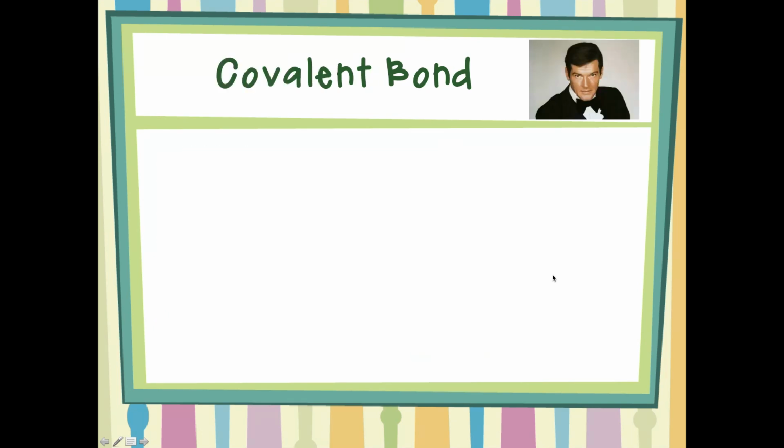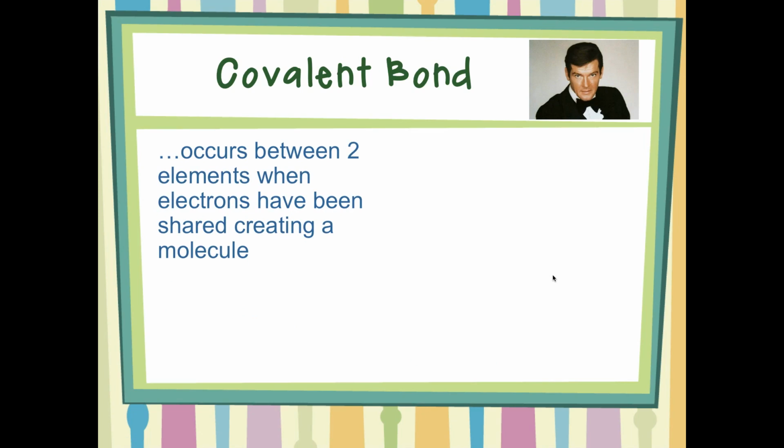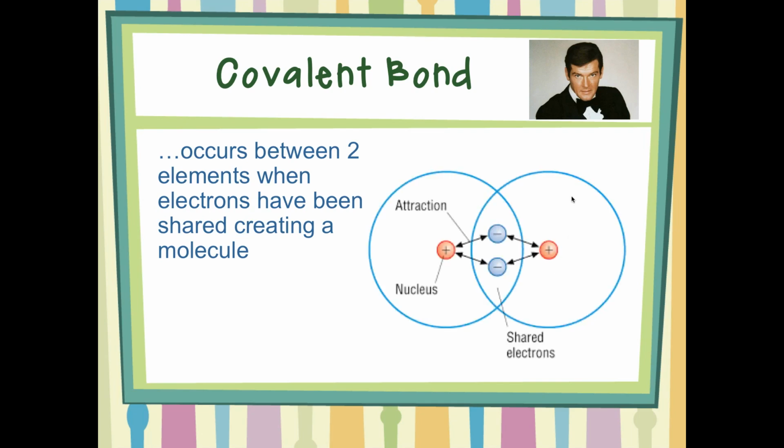The other option, just a little bit more detail then, is the covalent bond. That occurs between two elements when the electrons are being shared. So here's a visual of that. This nucleus is attracting its own electrons, and this nucleus is also attracting these electrons. So this would be your shared pair of electrons.